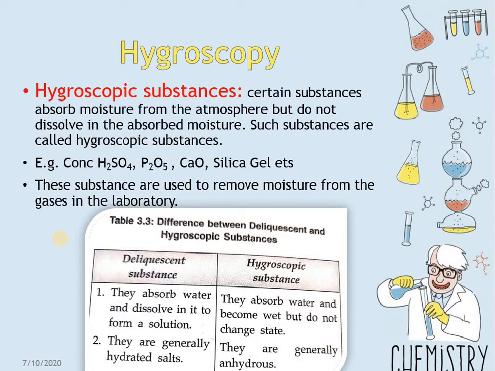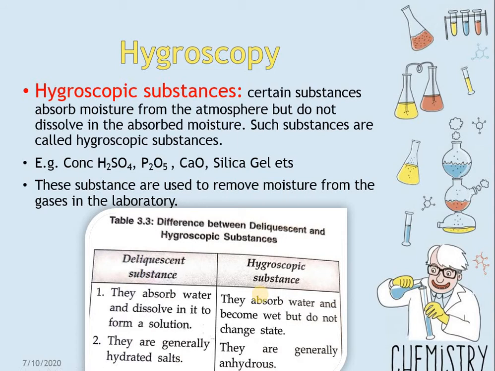Hygroscopy. Certain substances absorb water or water vapor from the atmosphere when they are exposed to it, but not enough to form solutions. So deliquescent substances also absorb water and form a saturated solution, whereas hygroscopic substances do not form solution. Examples: concentrated sulfuric acid, phosphorus pentoxide, calcium oxide, silica gel, etc. These substances are used to remove moisture from the gases in the laboratory. This is the difference between deliquescent and hygroscopic substances.